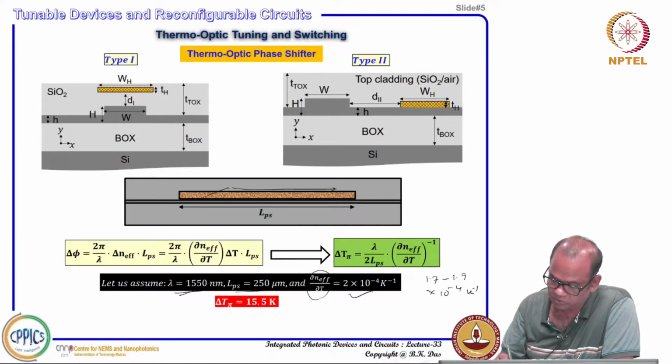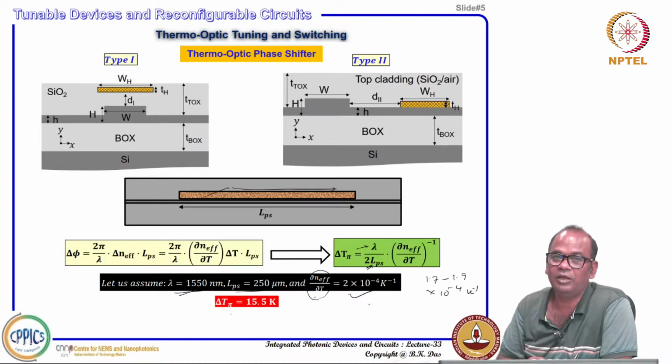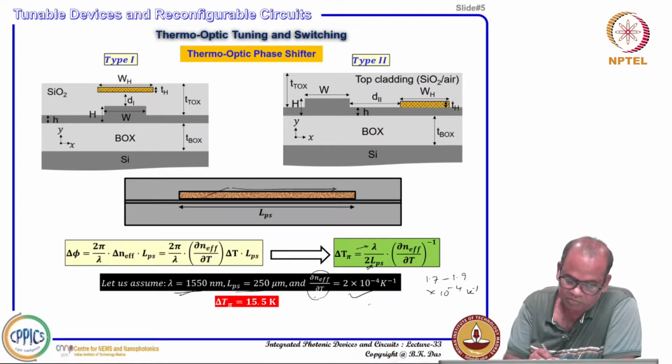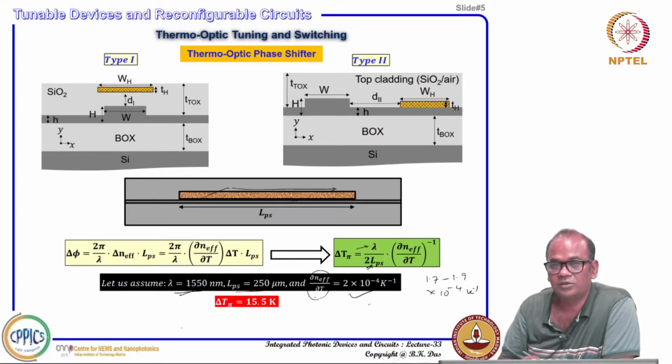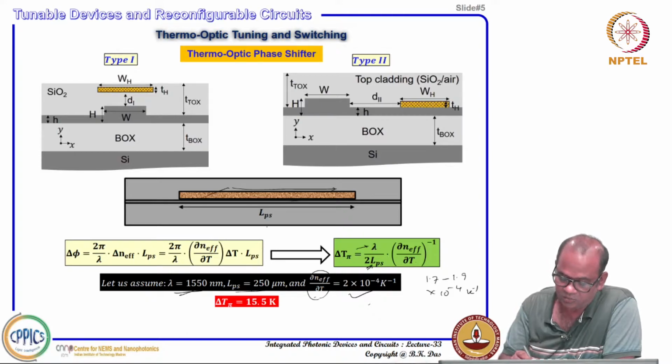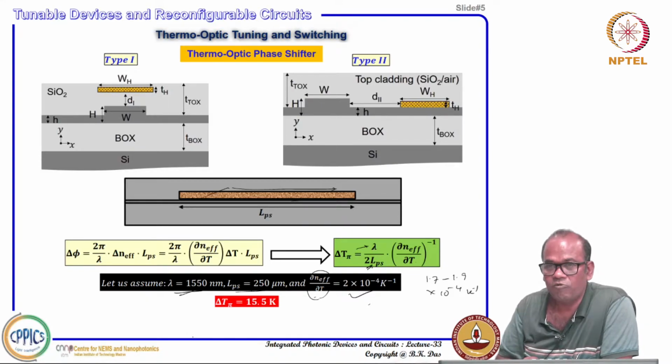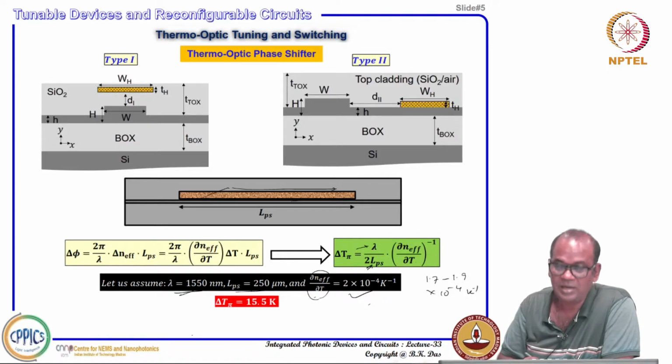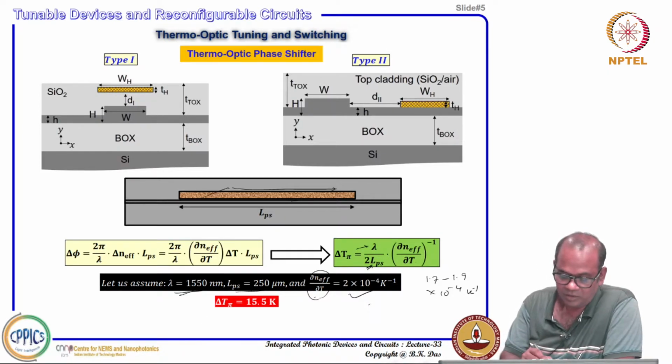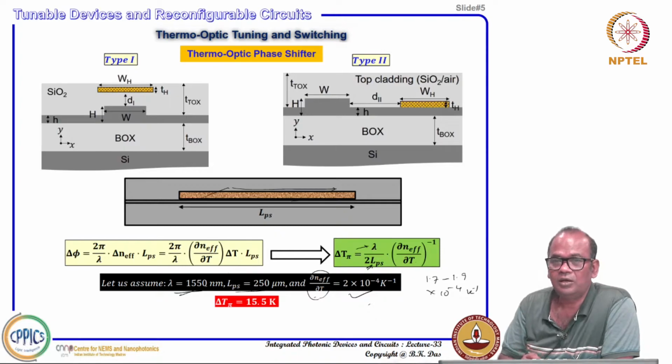Typically, it is there, we just consider that. So, now if we just substitute this lambda value here, this LPS value here, this delta N effective here, then we find delta T pi equal to 15.5 Kelvin. So, that means if your phase shifter length is considered to be 250 micron and you want to have a thermo-optic phase shift of pi, then your waveguide core needs to be heated to a temperature higher than the room temperature by about delta T pi equal to 15.5 Kelvin.